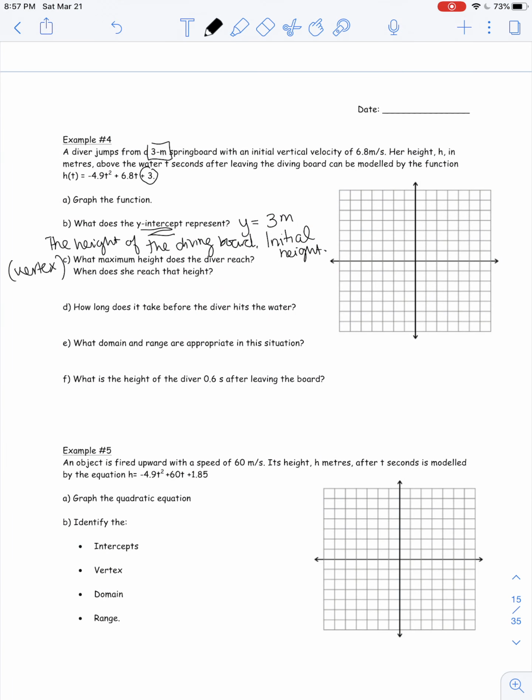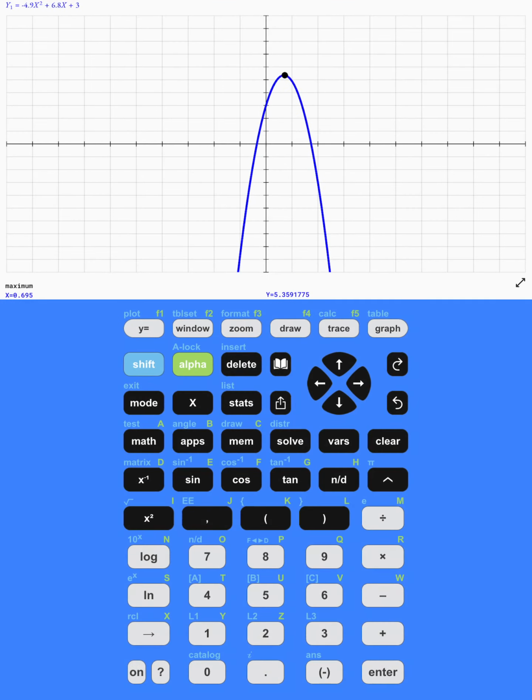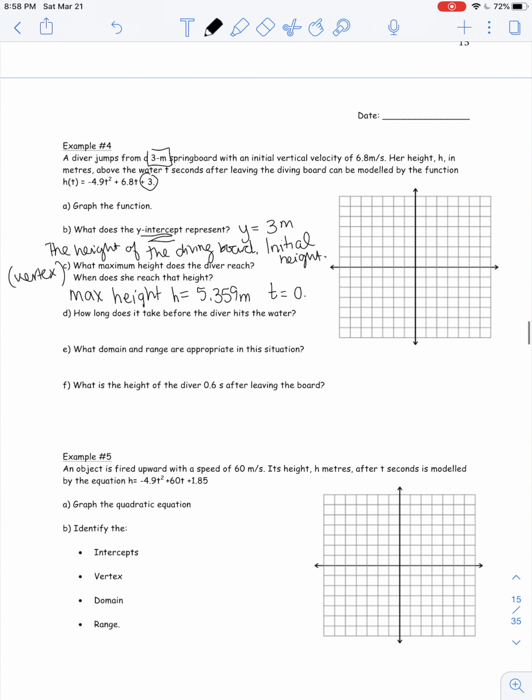So we know that the person is going to reach a maximum height when h is equal to 5.359 meters. It doesn't tell us what to round to, so I just have it to the nearest thousandth, 3 decimal places. And when they reach that, that's going to occur when time is equal to 0.695 seconds. Okay, so always include the units.